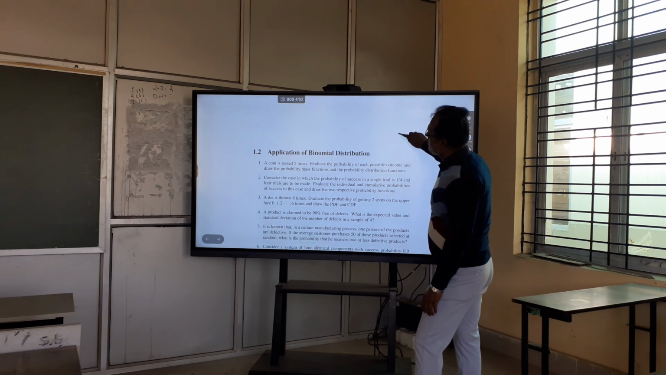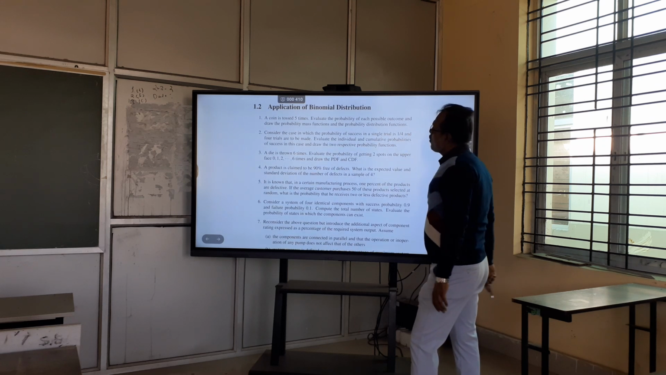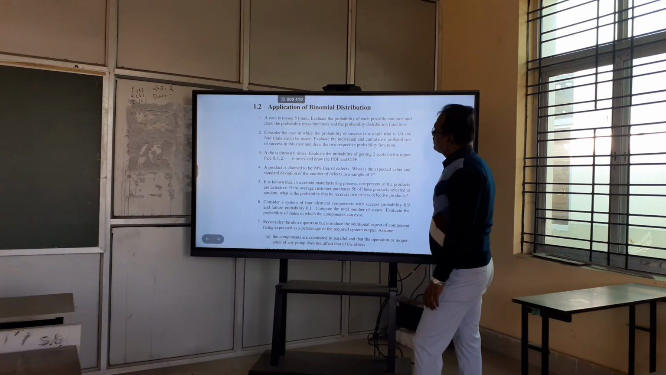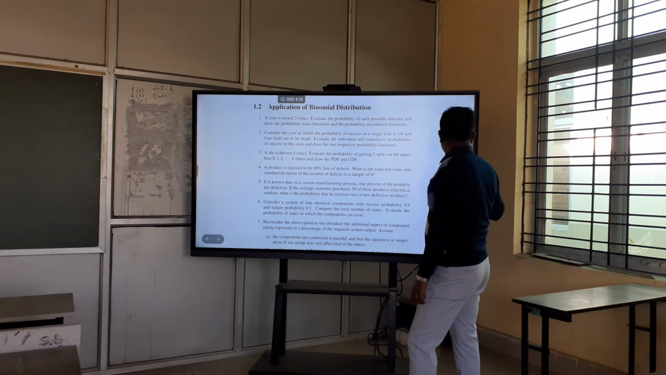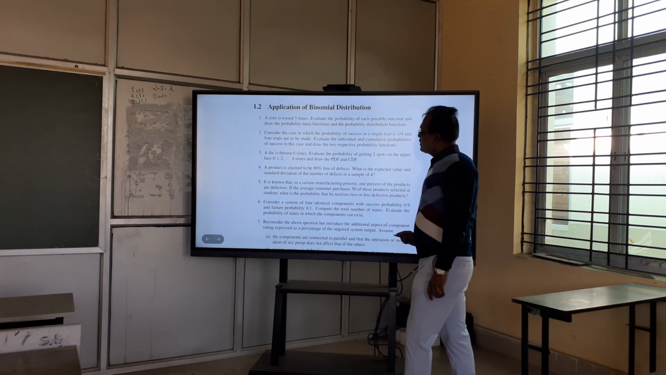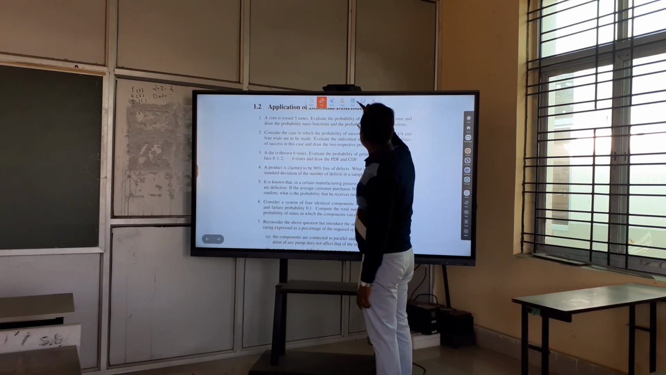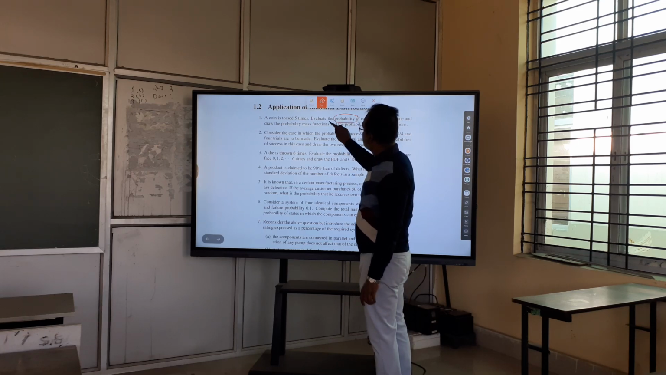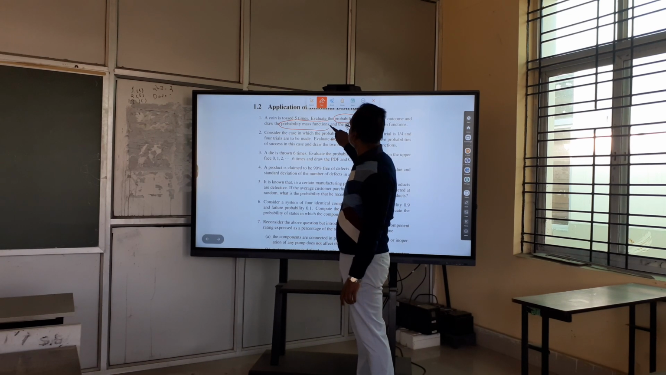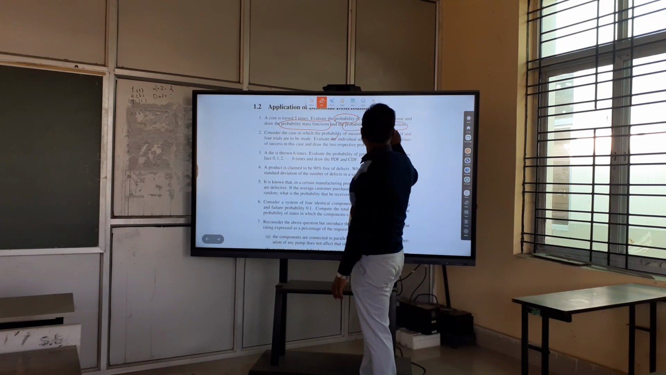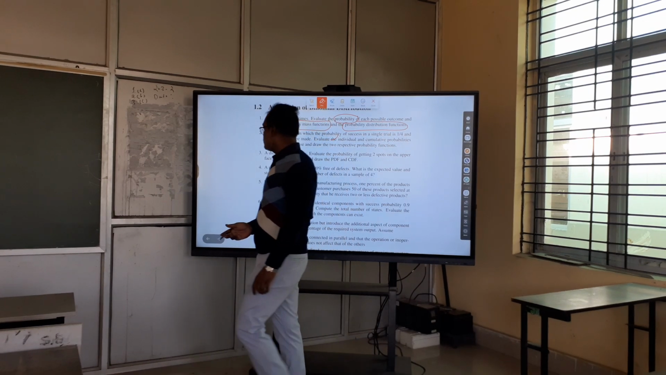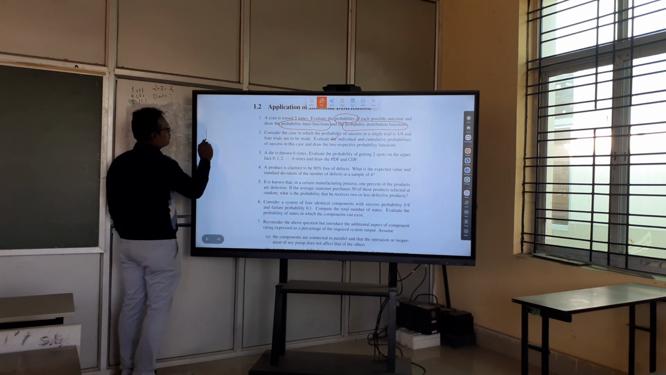Okay, first you start with this problem. A coin is tossed 5 times. Evaluate the probability of each possible outcome and draw the probability mass function and the probability distribution function. Now there are 3 concepts here. We'll solve this problem. First is probability. The second is probability mass function. Third one is probability distribution function. So there are 3 concepts. One is the probability function.